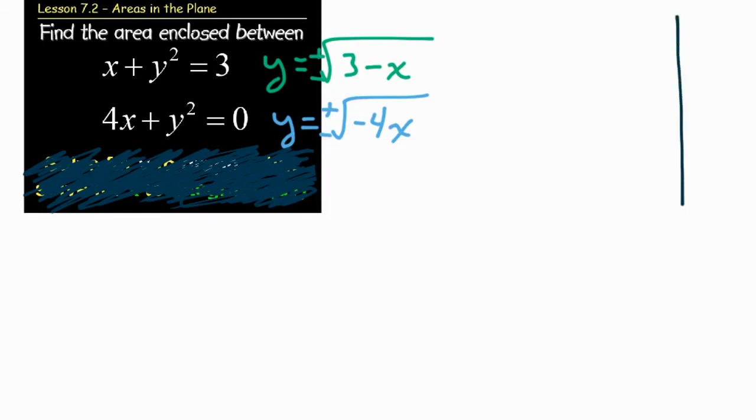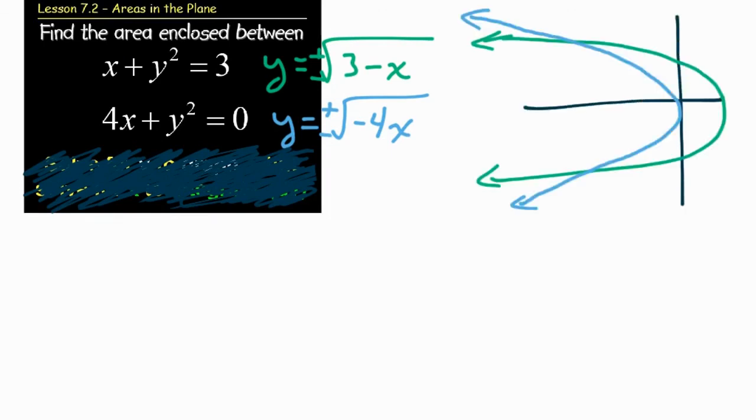Now, when you graph these, you end up seeing two sideways parabolas. And it only takes a couple of these to start to notice that when the graphs are sideways, then drawing a horizontal strip is going to be the way to go, so that we don't have to subdivide.